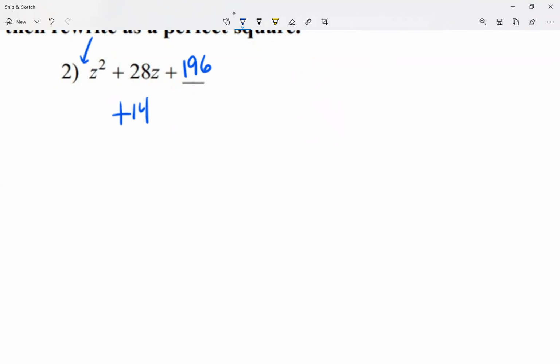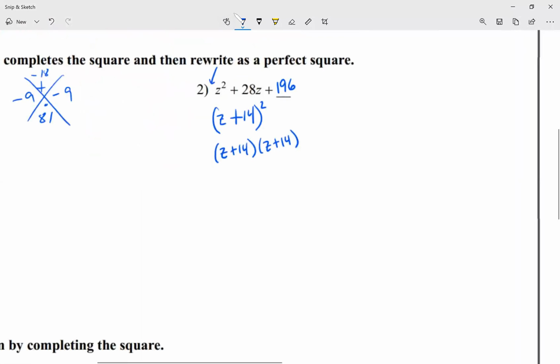I said complete the square because if I were to factor that, I would get z plus 14, in this case the letter z, squared. The way I will type that, obviously, is (z plus 14)(z plus 14). Notice I'm typing my parentheses twice. That's what the square means. So that should help you in this type of homework.